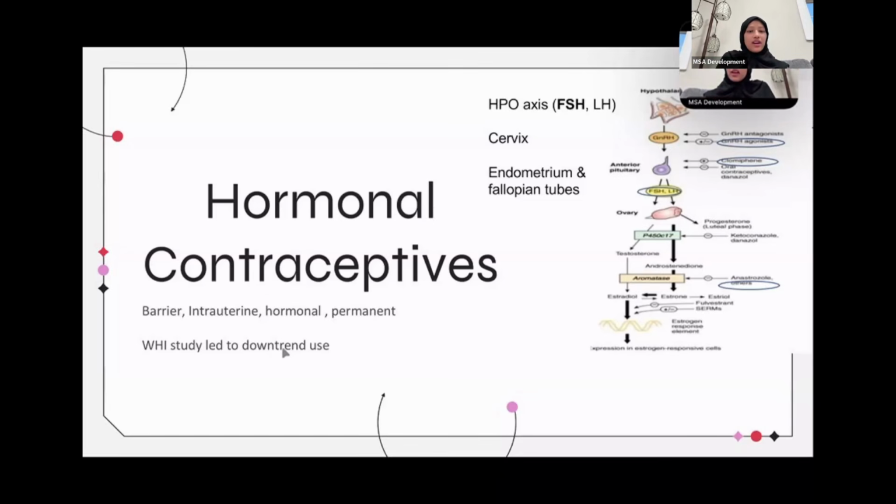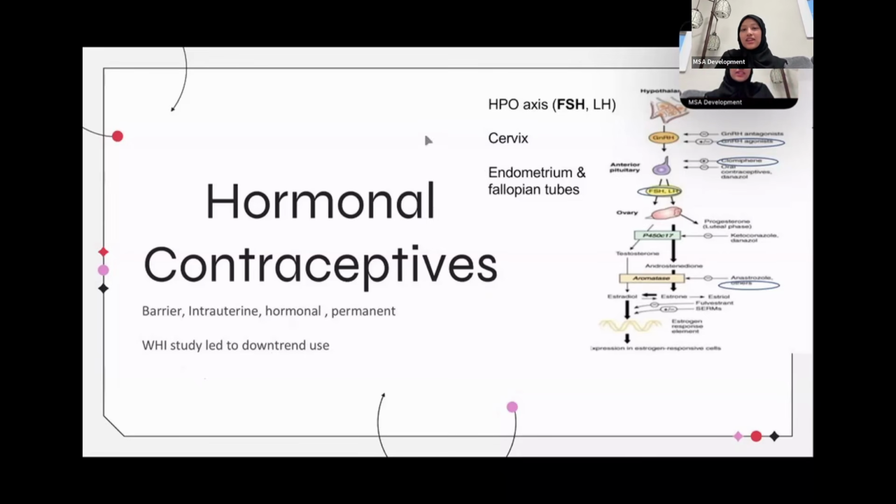See here, the WHI study led to a downtrend in use. This is in the HRT section, okay? I will replace that there. Now we will talk about hormonal contraceptives. There are pills, and there are different routes of stopping pregnancy.